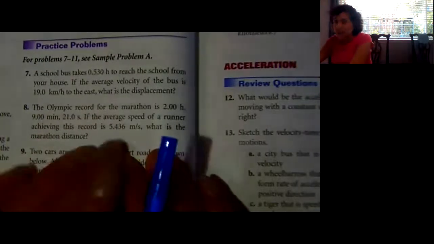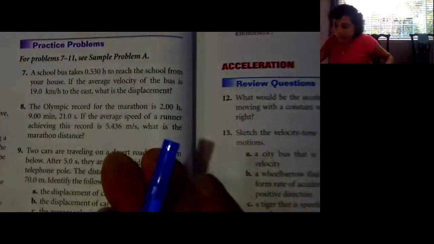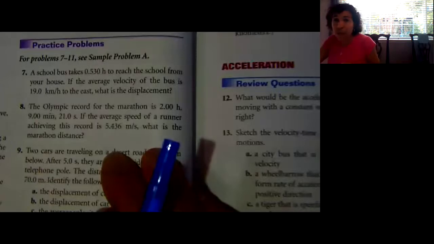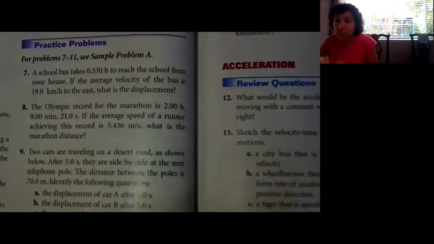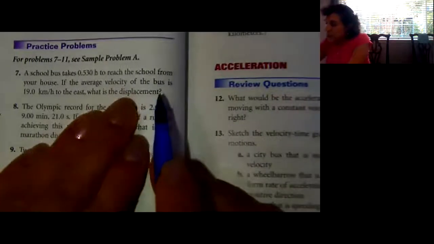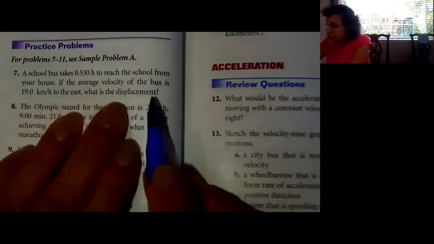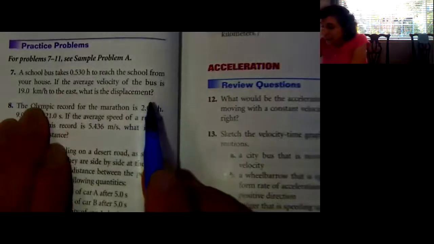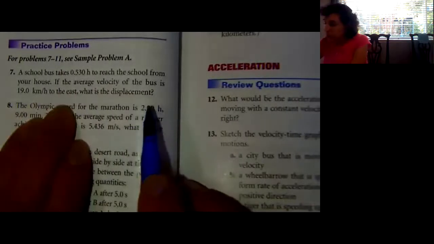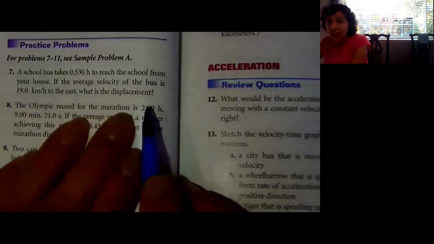Number 7, it says a school bus takes 0.53 hours. So they're telling you it's 3 significant figures, 0.530 hours to reach the school from your house. If the average velocity of the bus is 19 kilometers per hour to the east, what is the displacement? What is the displacement? All right, so let's go over vectors.